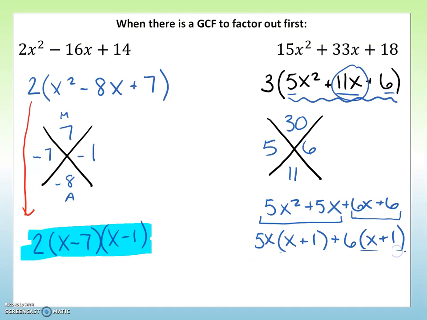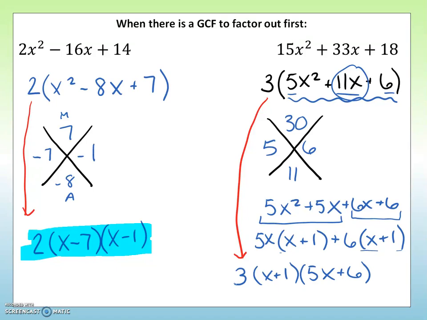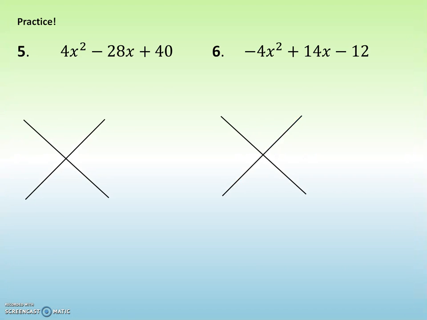Looking at these, we're going to pull out the x plus 1, and we're left with 5x plus 6. But we cannot, again, forget to bring down our GCF. So this is our final factored form. If we were to multiply all of these out, it would bring us right back to our original polynomial, and that's how we could check our work. All right, so go ahead and try numbers 5 and 6 on your own.